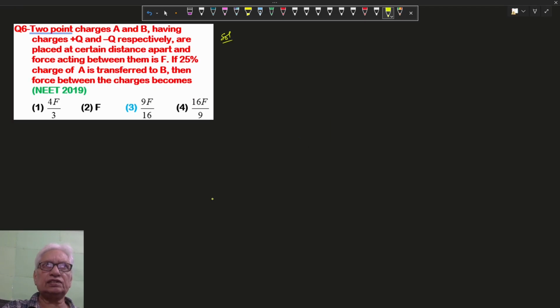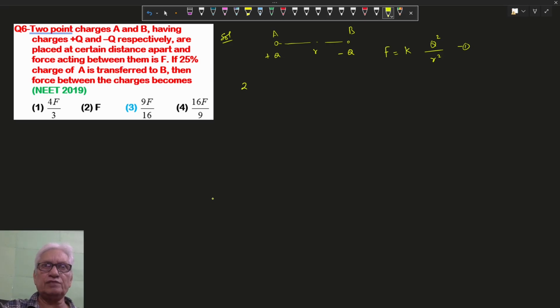in this question, charges A and B, charge plus Q and minus Q, and the force between them, R is the distance. So force is given as K Q square upon R square, that is F, given in the question.